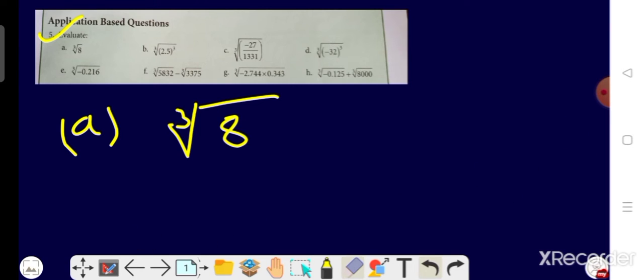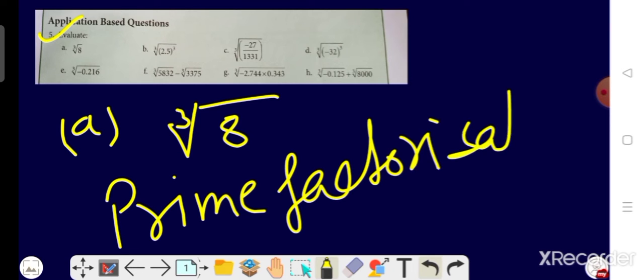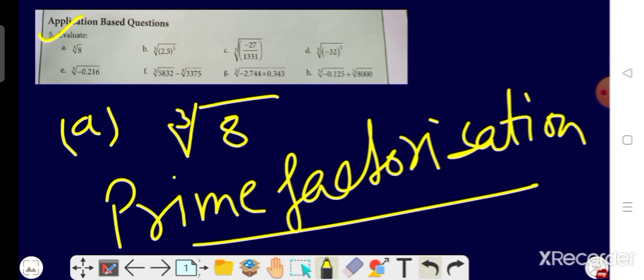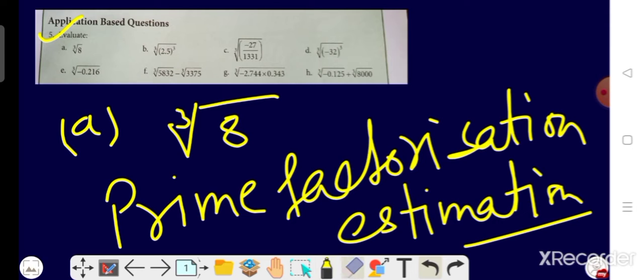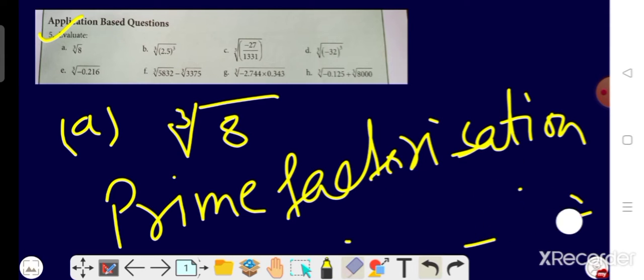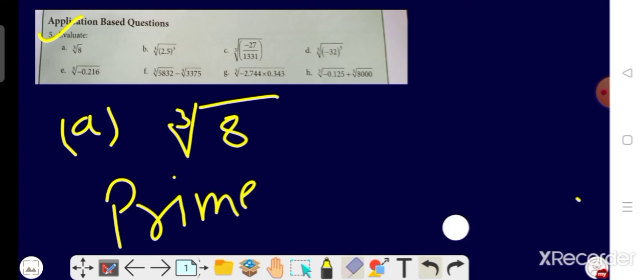In this question we do not have to use any particular method to find the cube root. If you want to use the prime factorization method, you can use it, and if you want to use the estimation method, you can use that. Both methods you can use to solve this question, whatever you like.